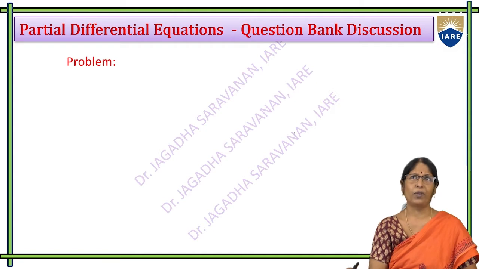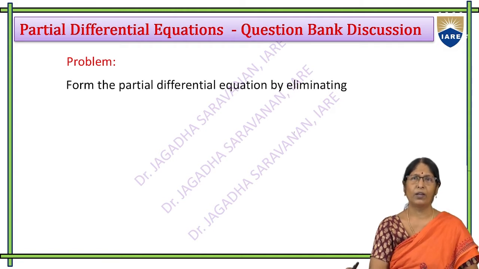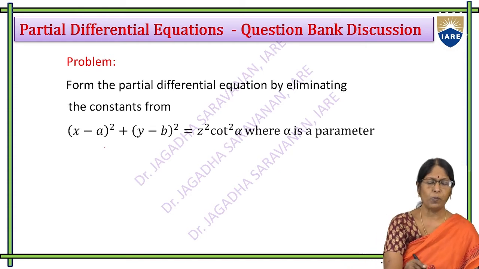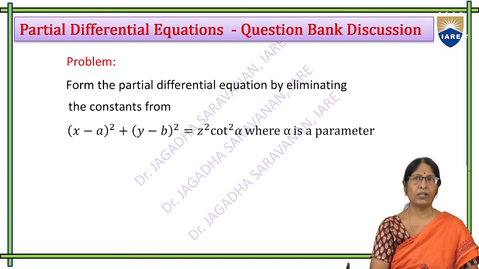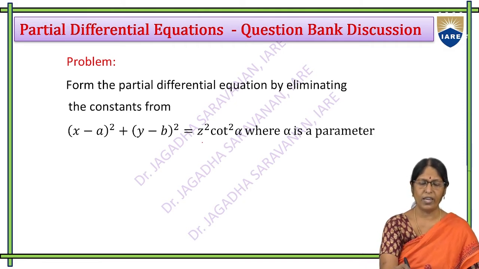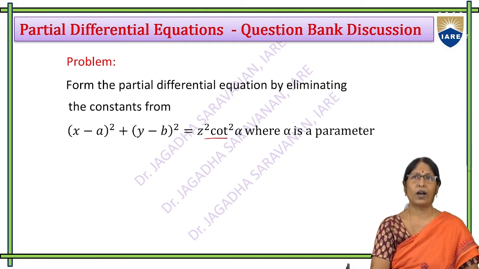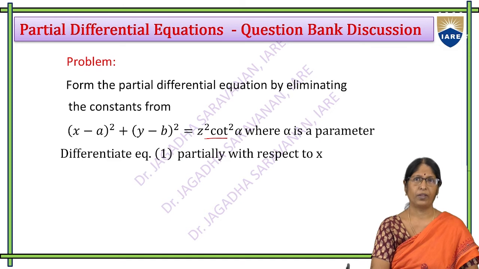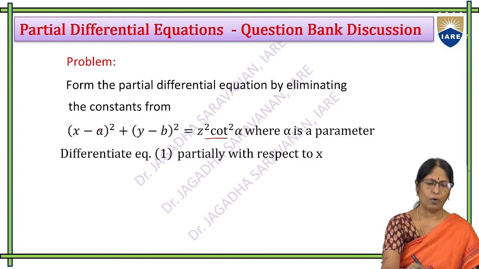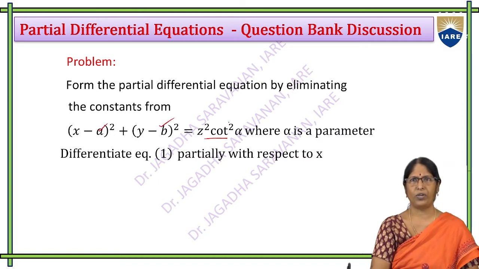So the next problem in our question bank is: form the partial differential equation by eliminating the constants from (x minus a) the whole square plus (y minus b) the whole square equal to z square cot square alpha, where alpha is a parameter. Here they are telling us to eliminate constants. Among the five notations, we can use anything, but in the final answer a and b should not be there.